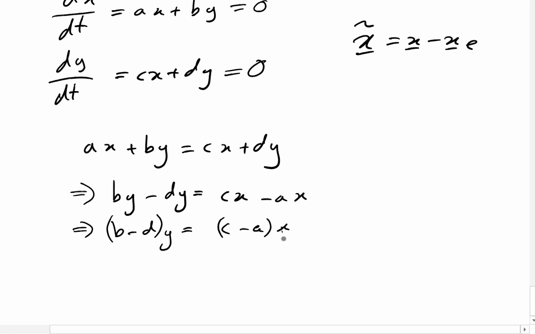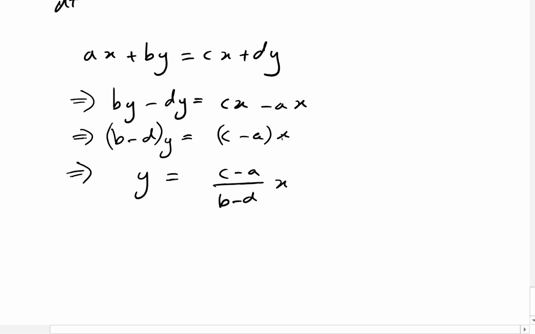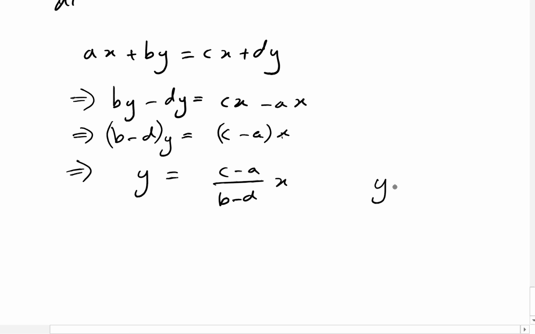Then I can just get y in terms of x. So y is equal to c minus a over b minus d times x. As you can see, this is an equation of a straight line. It's y equals mx plus c.